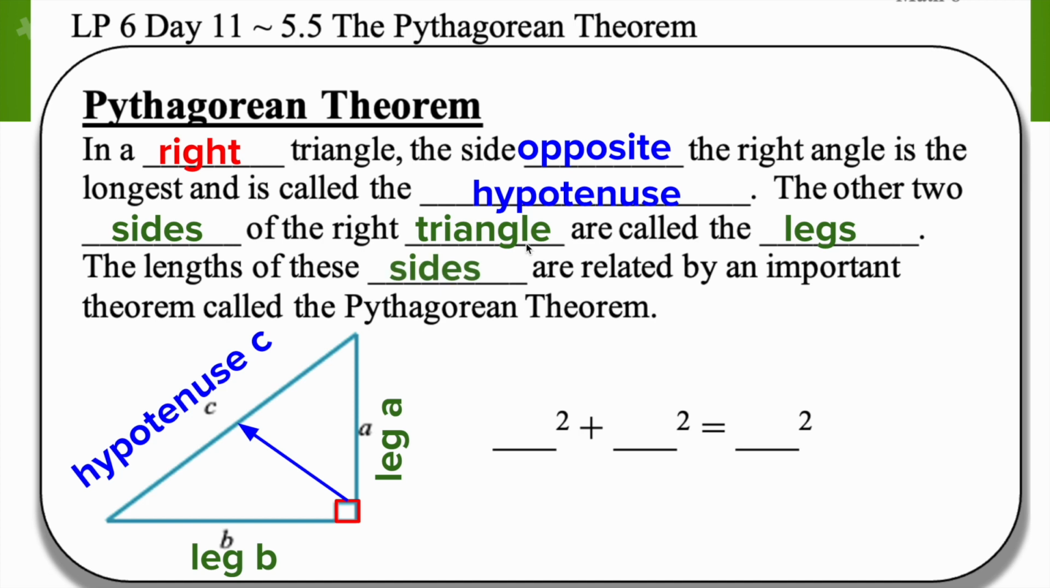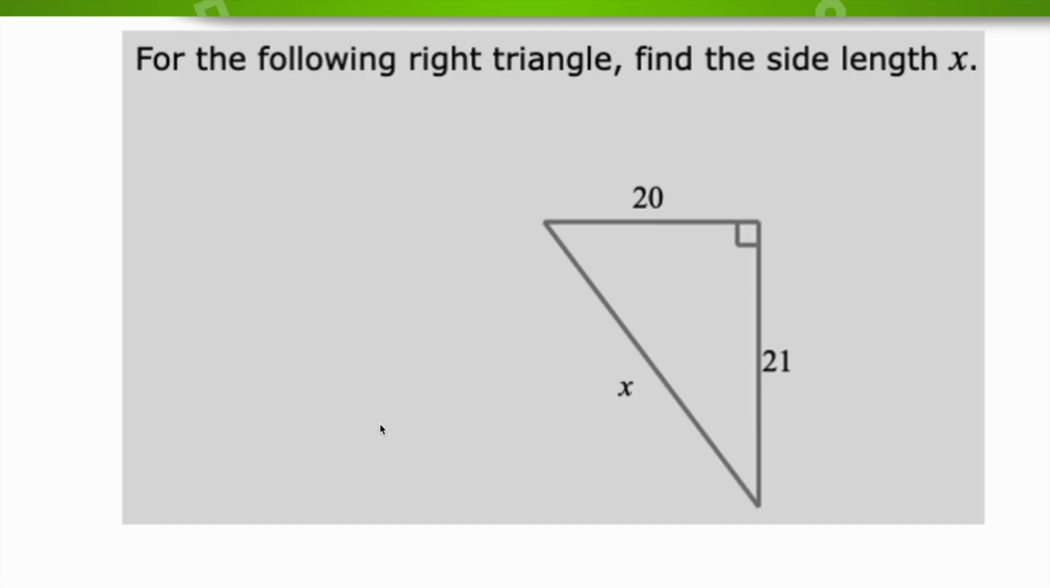So the lengths of these sides are related by an important theorem called the Pythagorean Theorem, which states that A squared plus B squared equals C squared. So if I take the length of A and I square it, and I add that to the length of B squared, it's going to be the same as taking the length of C and squaring that. So I can definitely find a missing piece here if I have at least two of the sides. So let's go ahead and try this out.